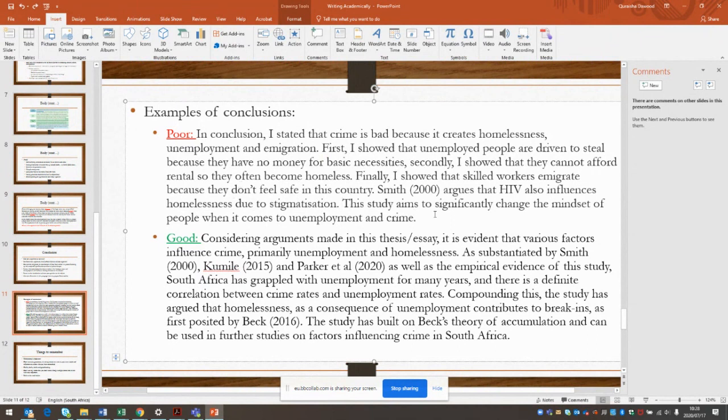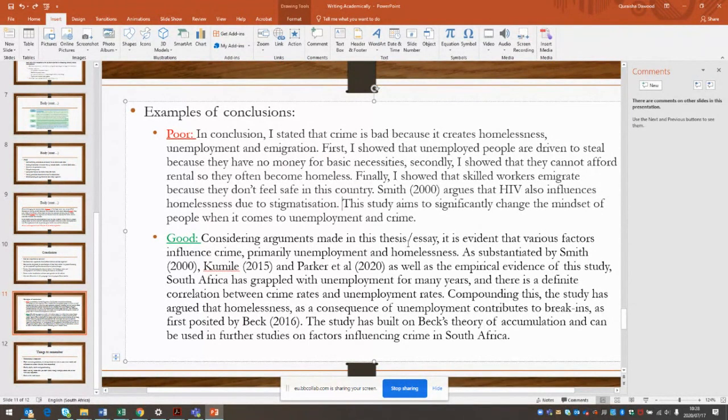"This study aims to significantly change the mindset of people when it comes to unemployment and crime." Whoa, that's a huge claim that you're making about your study. Okay, you are setting yourself up there to change mindsets of people, which is very difficult to do. Now look at this. Okay, this is a better conclusion.